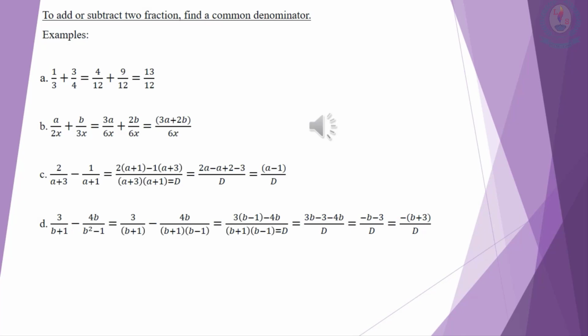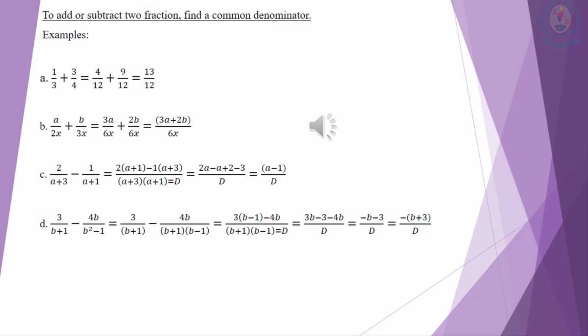Part C, 2 over a plus 3 minus 1 over a plus 1. When you get the common denominator as a plus 3 and a plus 1, the numerator comes to 2 times a plus 1 minus 1 times a plus 3, which gives you 2a minus a plus 2 minus 3 divided by d, where d is the common denominator a plus 3 into a plus 1, and the final answer is a minus 1 over d.